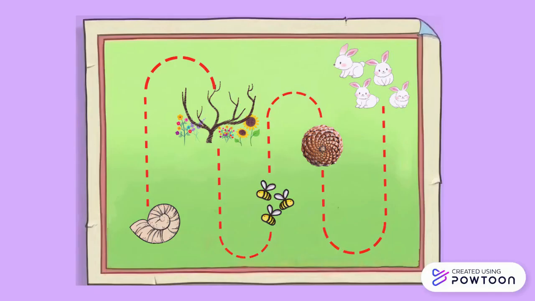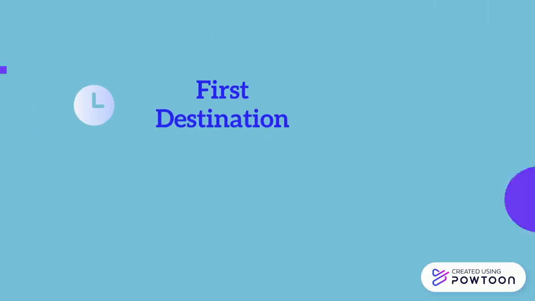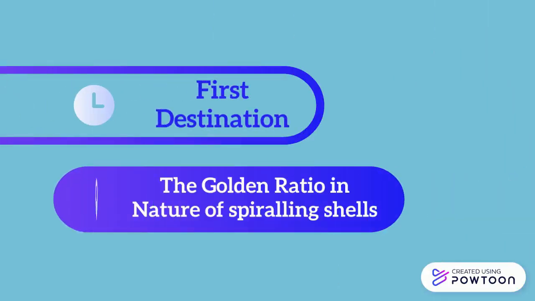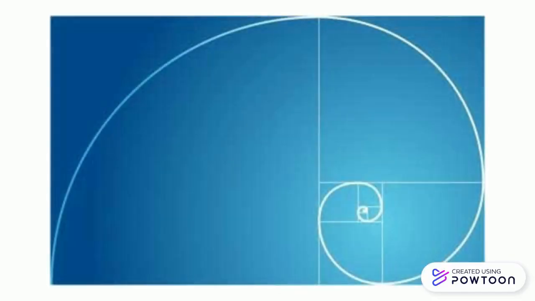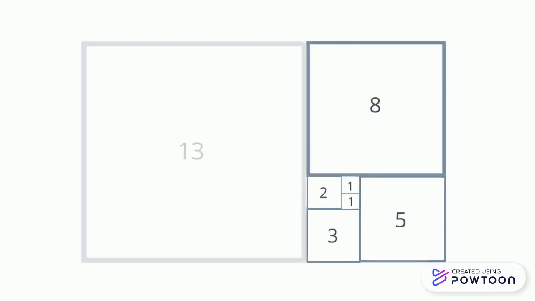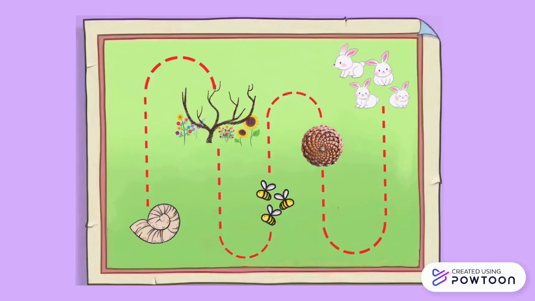For our first stop, we will be discovering the golden ratio in nature, specifically in spiraling shells. In the illustration, areas of the shell's growth are mapped out in squares. If we follow the rules stated earlier, the two smallest squares have a width and height of 1, then the box to their left has a measurement of 2. The succeeding boxes measure 3, 5, 8, 13, and so on.